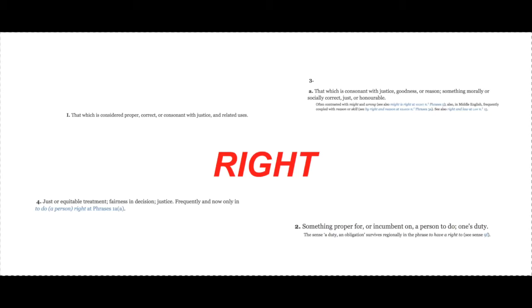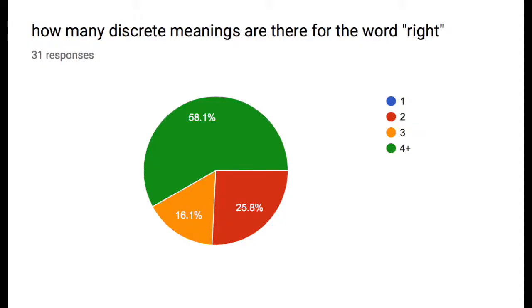Consider the word right. We can say, this is the right way to build a bike, or this is where we turn right. While the word looks and sounds the same in both cases, each use reflects a discrete meaning of the word, which begs the question, how many meanings are there for right? According to the Oxford English Dictionary, there are 4 distinct word entries for right. However, when surveying the Madison community, only 58.1% responded claiming 4 or more meanings, and 25.8% believe the word had only 2 discrete meanings.